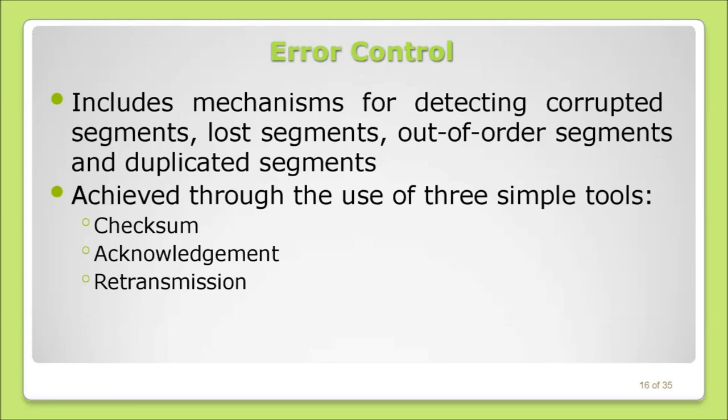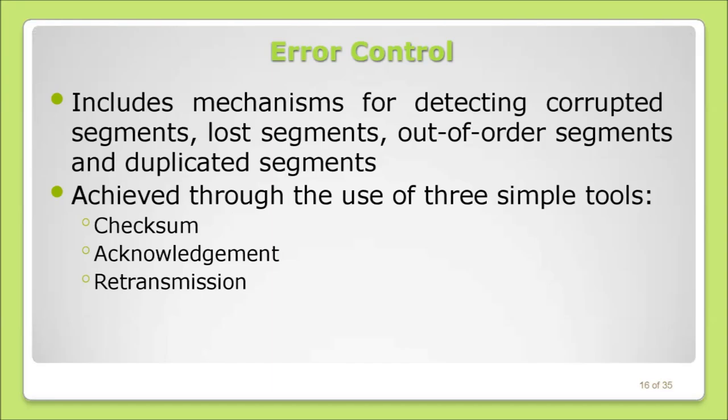Error control. Dear students, as you know, when the data is transmitted from source to destination, let's suppose data was 10 and the receiver receives the data in the form of 01, so the bits have been changed. These are errors, or this is an error. So it includes mechanisms for detecting corrupted segments, lost segments, out of order segments, and duplicated segments. Let's discuss all these segments one by one.